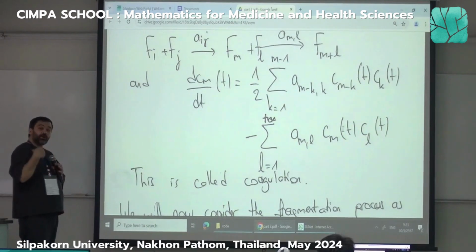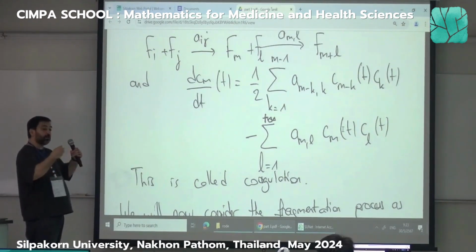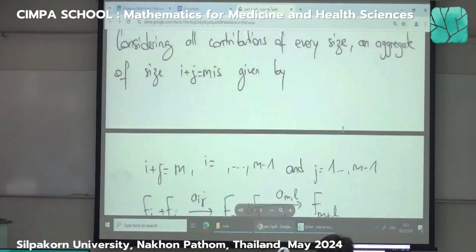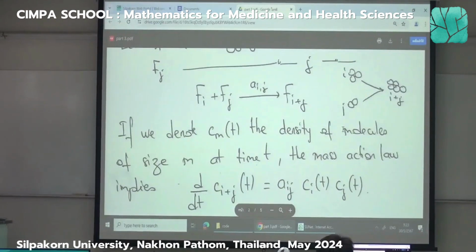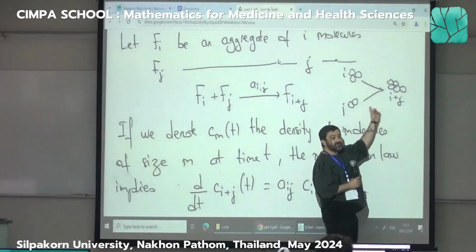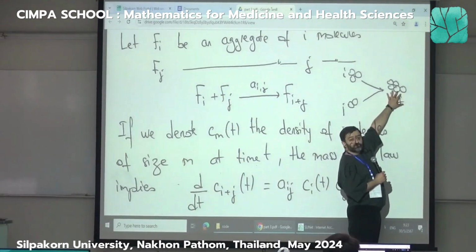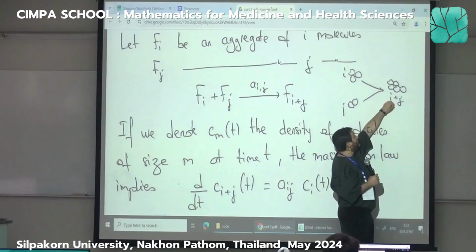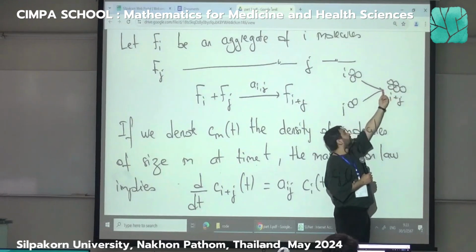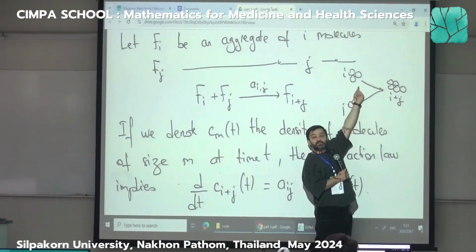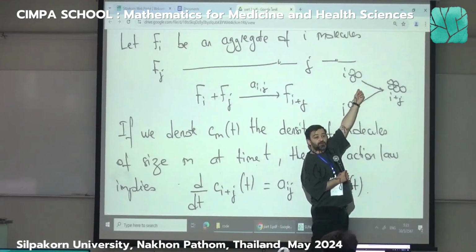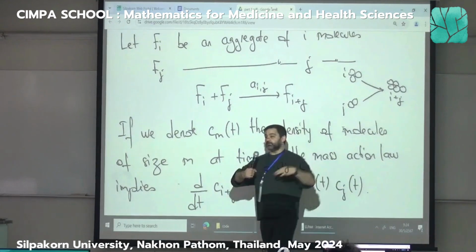And then you have the other process, the fragmentation of particles. If I come back to my picture here, I will look at the opposite. I have a particle of size I plus J, and this aggregate of particles will split into two smaller aggregates. We break the aggregate.